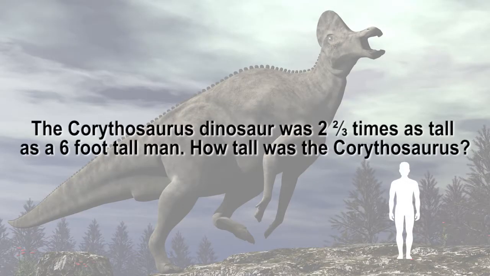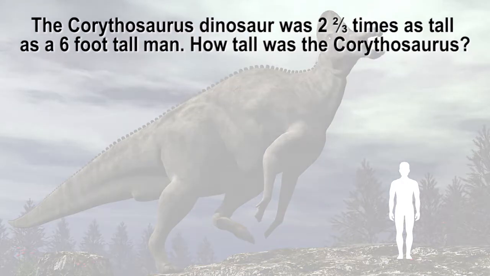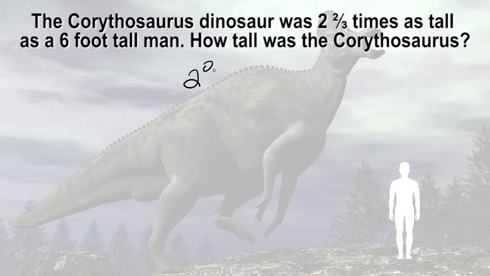The Corythosaurus dinosaur was 2 2/3 times as tall as a 6-foot tall man. How tall was the Corythosaurus? This equation can be used to represent the problem. 2 2/3 times 6 equals n.